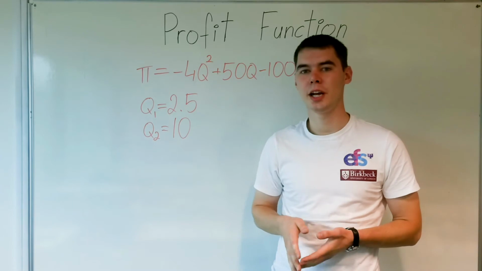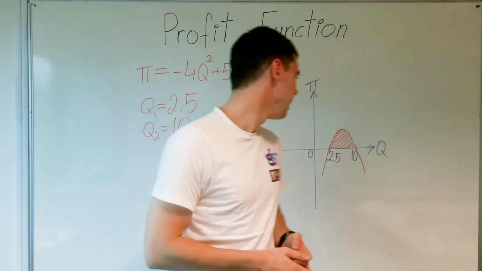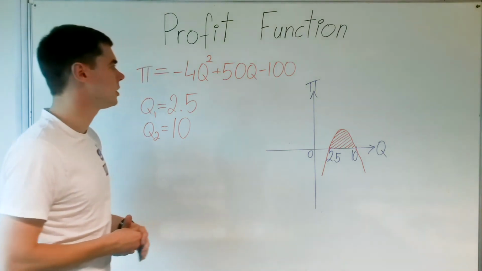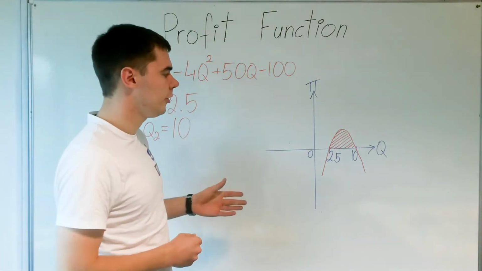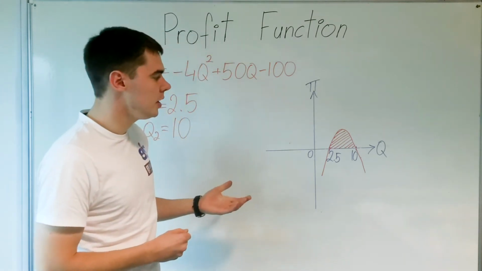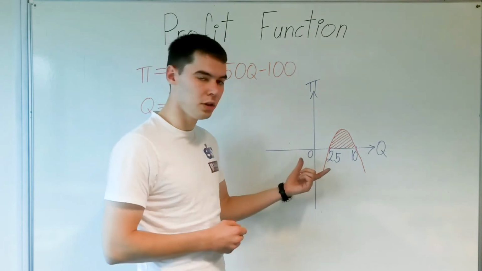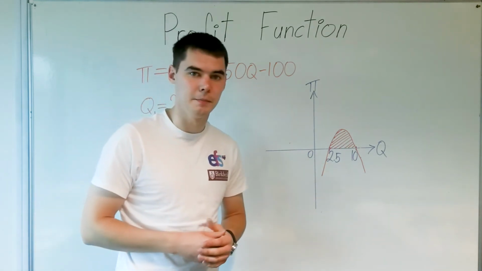So now, as we calculated our break-even quantities, we can draw a graph. And as you can see, because we have a negative sign before Q squared, our function is a parabola facing downwards, which means that you will obtain profit only by producing quantities between 2.5 and 10.